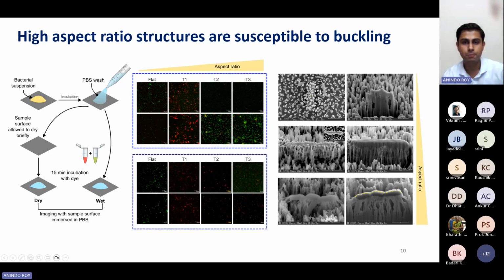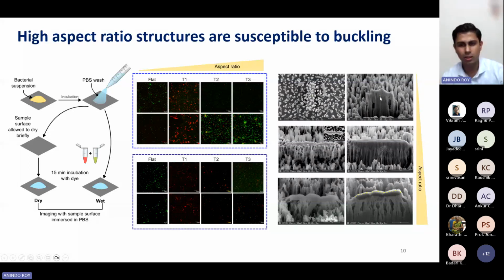This is the T1 surface, which has an aspect ratio of 34.83. This is the T2 surface, which has an aspect ratio of around 88. And this is the T3 surface, which has an aspect ratio of 120. You can see, very similar to what we observe in insect wings, the bacterial cell has been penetrated and ruptured. If we look at the cross section, we can see the cell has sunken between the nanopillars and the intracellular contents have leaked out. The cellular morphology is not maintained at all.